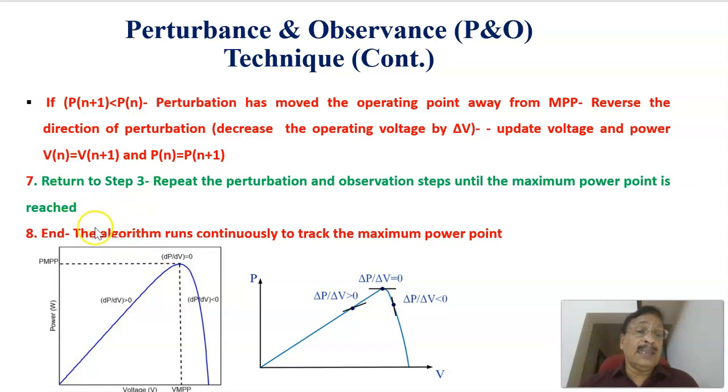If it is here, the voltage is reducing and finally it is reaching the maximum power point. Therefore, this is repeated. Finally, it will be operating at the maximum power point, and the algorithm runs continuously to track the maximum power point. That will be getting the maximum power. As we already saw, delta P by delta V is more than 0 in this region, and here delta P by delta V is less than 0. Here delta P by delta V equals 0. We want to locate this point where change in power divided by change in voltage is equal to 0.